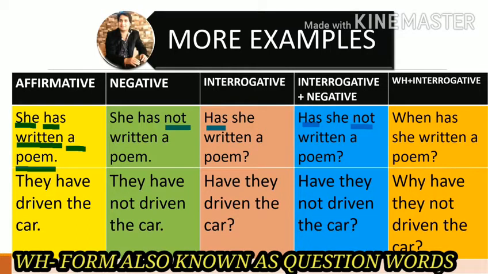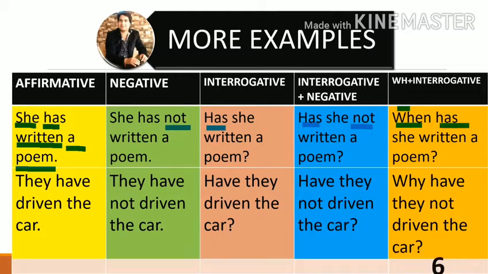In this example, the WH word is when. When is a question word, and it has WH at the initial, at the starting point. If you see this word minutely, we have WH, that means WH form, but it is also known as a question word. And if you see the rest of the sentence, that means the complete sentence, it has a complete use of present perfect.